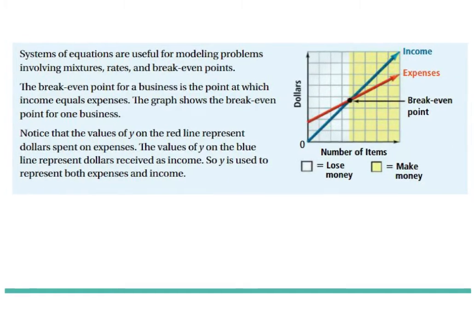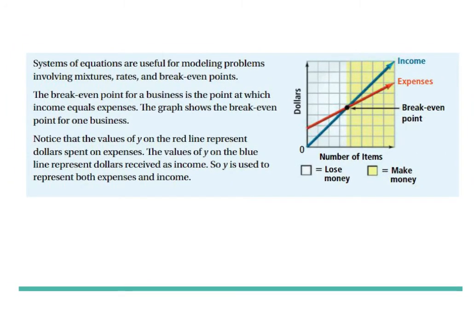There's also something, this is a little vocab, it's called a break-even point, okay? The break-even point for a business is the point at which income equals expenses. The graph shows the break-even point for one business. It's also known as the solution, where the 2 graphs are going to cross. Notice that the values of y on the red line represent dollars spent on expenses, and the values of y in the blue line represent dollars received as income. So y is used to represent both expenses and income.